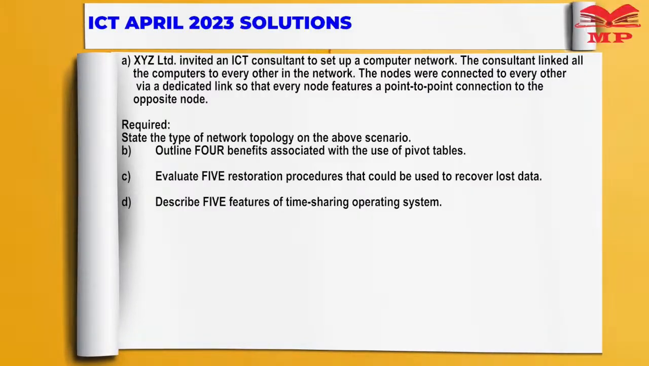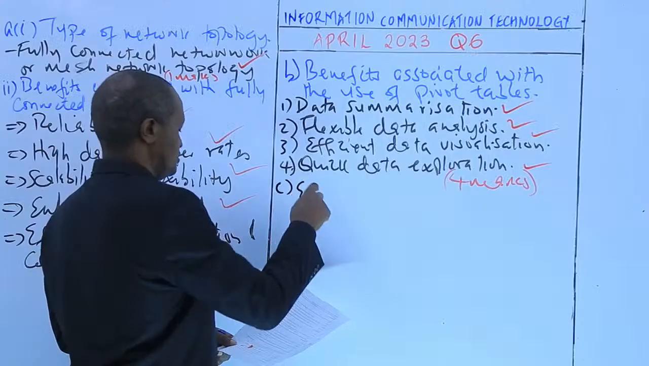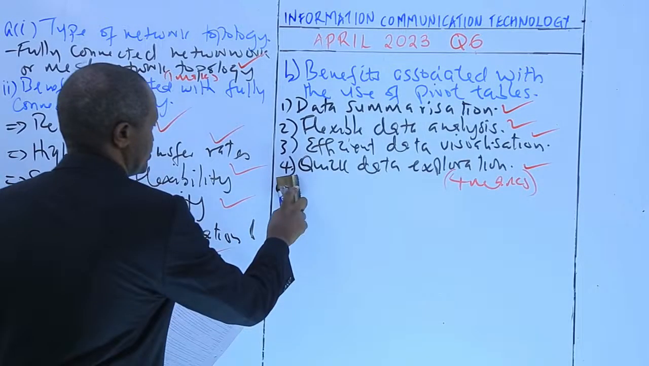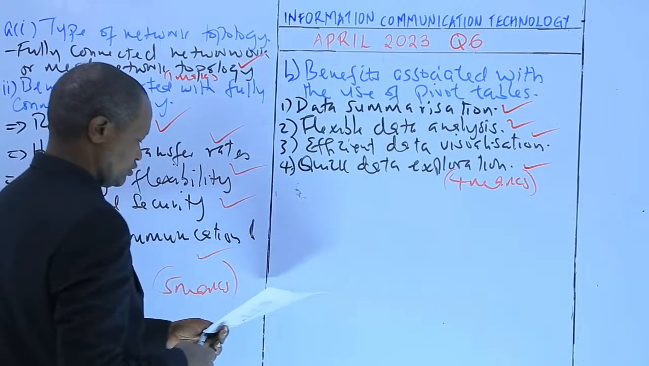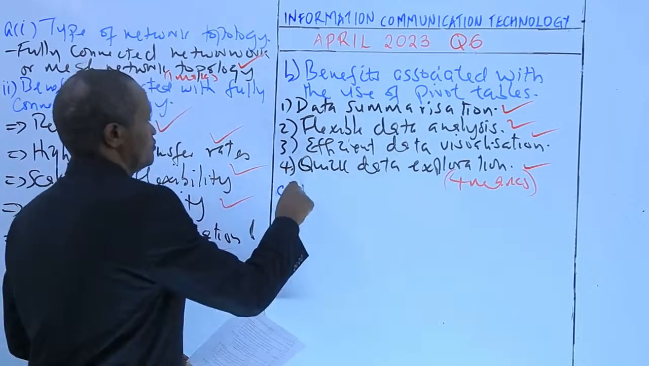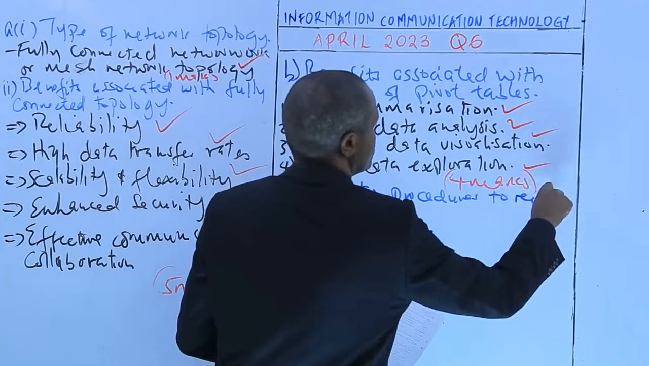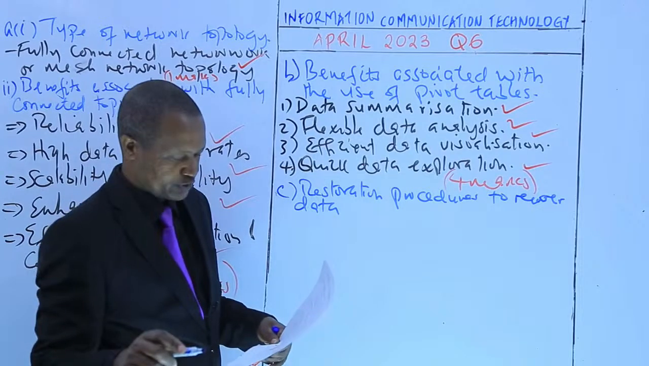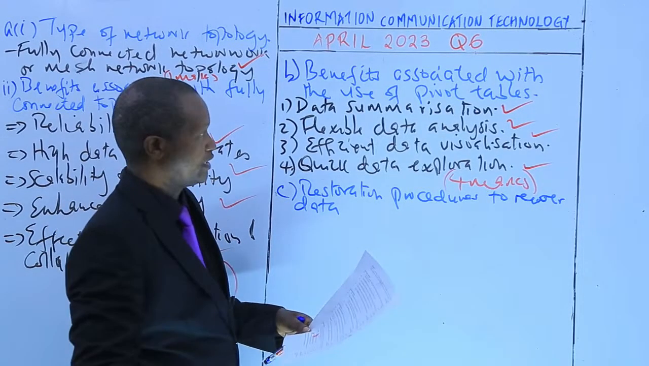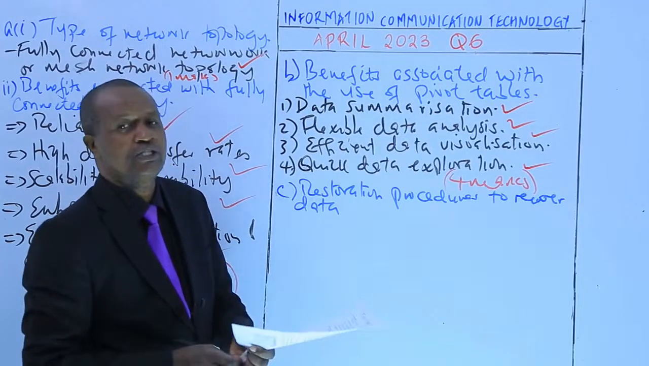Part C says, evaluate 5 restoration procedures that could be used to recover lost data. Restoration procedures. Evaluate 5 restoration procedures that can be used to recover data.